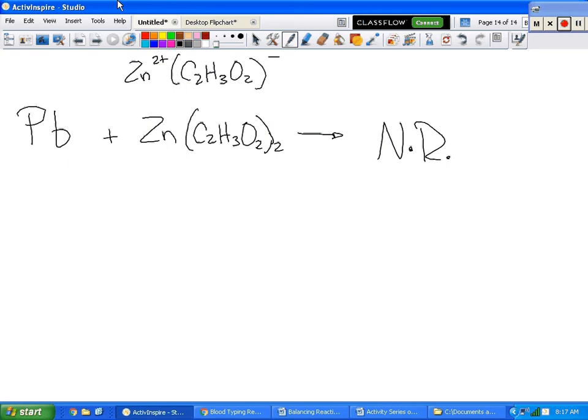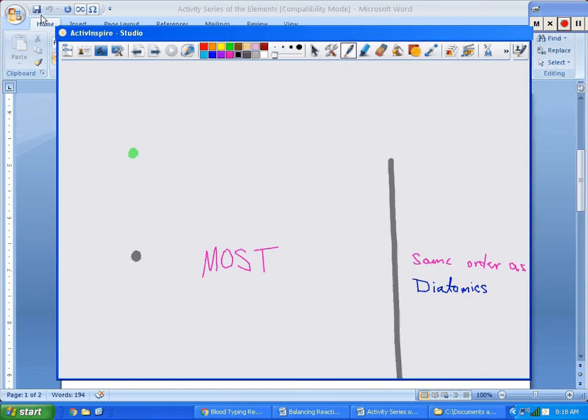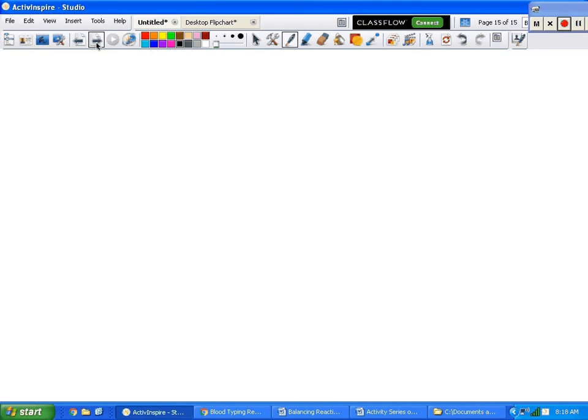So, this cannot happen. You can use it for cooking surfaces. You can use it for all kinds of things, and it does not need to react. Because it's not going to react. Lead poisoning? Sure.